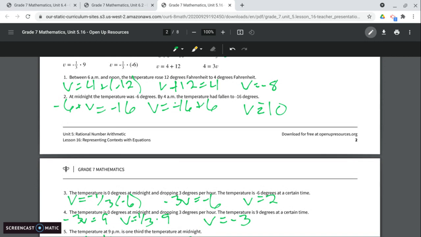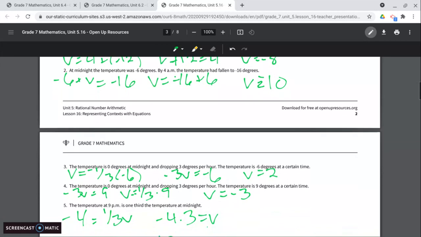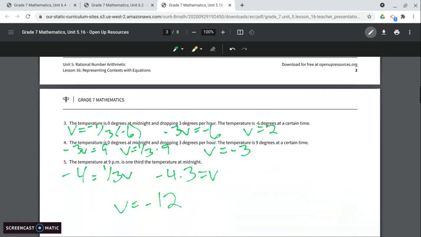All right, number 5, the temperature at 9 p.m. is 1/3 the temperature at midnight. So 1/3 of the temperature at midnight, that means that's our variable, the temperature at midnight. So we have negative 4 equals 1/3 v, and negative 4 times 3 equals v. So our temperature at midnight is negative 12 degrees.